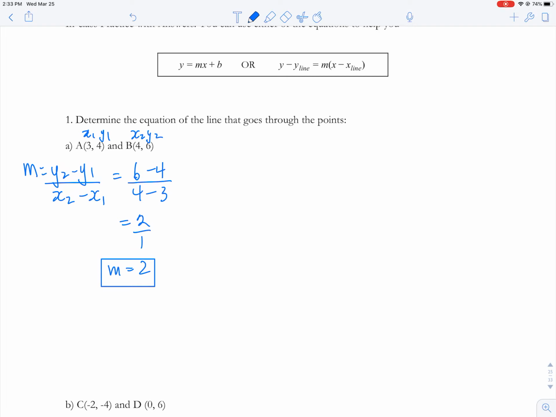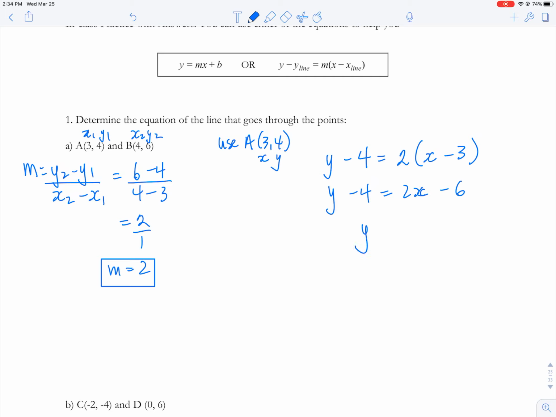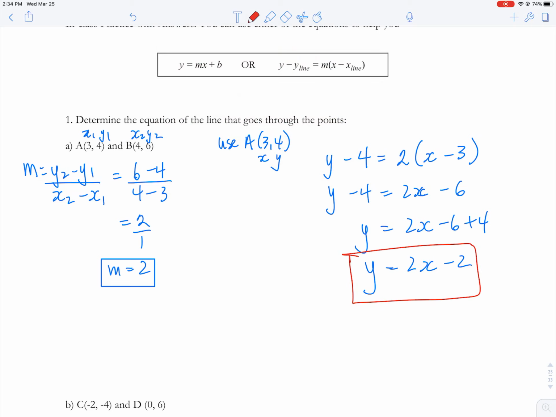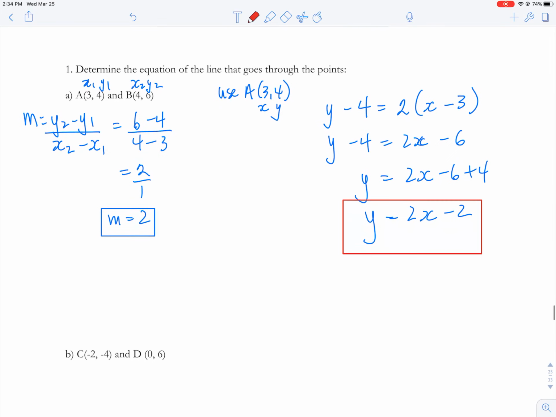And now I'm going to use A, which is (3, 4). So for my x and y, I'm going to get y minus 4 equals 2(x minus 3). So y minus 4 equals 2x minus 6. y equals 2x minus 6 plus 4. y equals 2x minus 2. That actually felt way faster than the other method. I'm going to use it again.